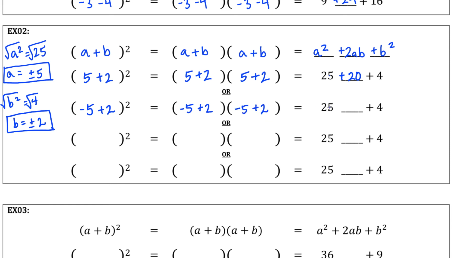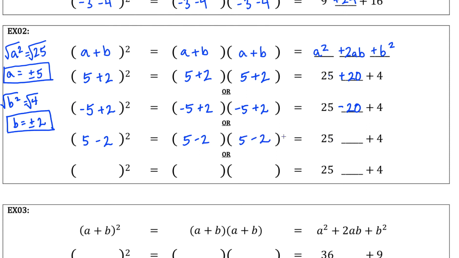And negative 5 times negative 5 is 25. 2 times 2 is 4. Negative 5 times 2 is negative 10. There's 2 of them, so I get negative 20. And right here, I can do a positive 5 and a negative 2. (5 - 2)² is (5 - 2) times (5 - 2).